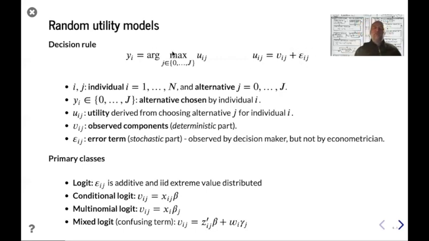So basically, from this formulation, we can derive probabilities that y is equal to 0, y is equal to 1, and all the way up to capital J. By the way, y is what we observe. That's the alternative chosen, 0 up to capital J. We usually model individuals, and they're indexed from 0 all the way up to n, and alternatives again 0 up to J. So how do we specify that utility function?